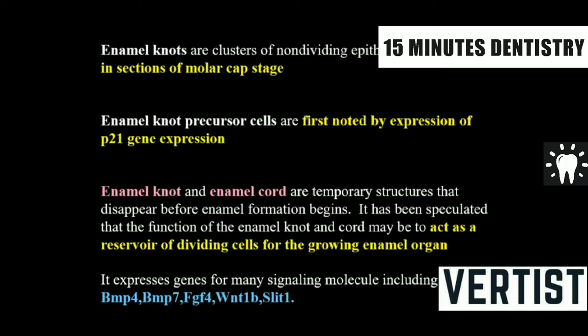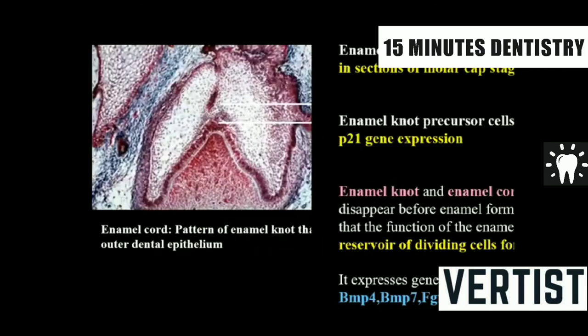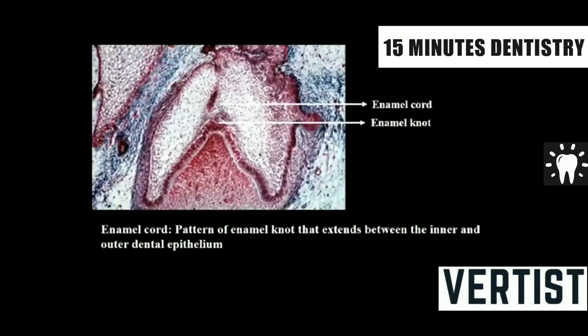If they ask you to score more, you have to talk about the genetic aspect, and you just remember a few molecular markers like BMP2. BMP means bone morphogenetic protein. FGF means fibroblast growth factor. Now the enamel cord is nothing but a extension of the enamel knot that extends between the inner and the outer dental enamel epithelium, and it is called the enamel cord.